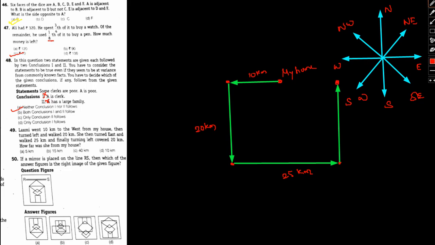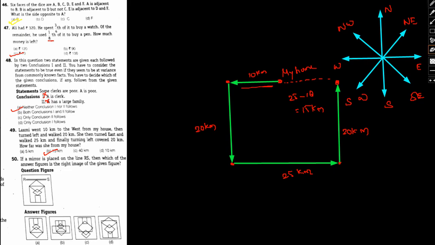20 kilometers. Now we need to find this distance. This distance will be nothing but 25 minus 10, that is 15 kilometer. As it's a rectangle, this side is also 20 kilometer. We can see this forms a rectangle. So 25 minus 10 will be 15 kilometers. So she is 15 kilometer away from the house. Okay, I hope this is clear.